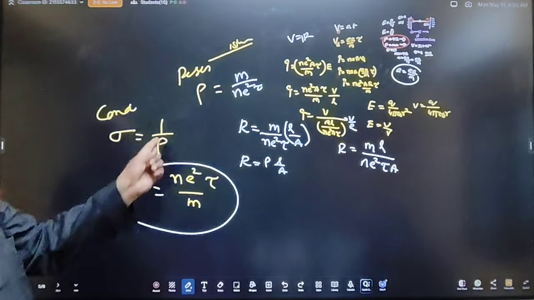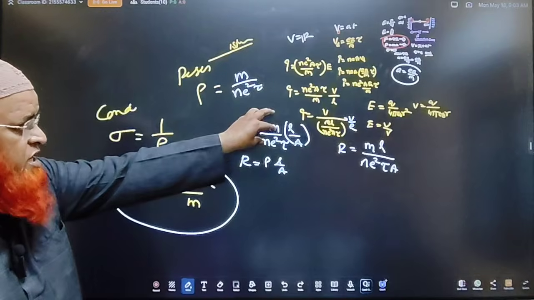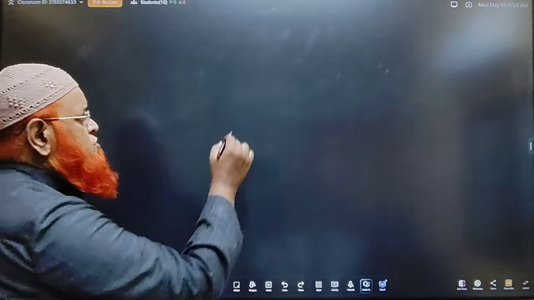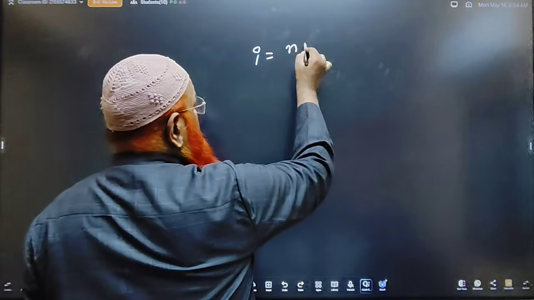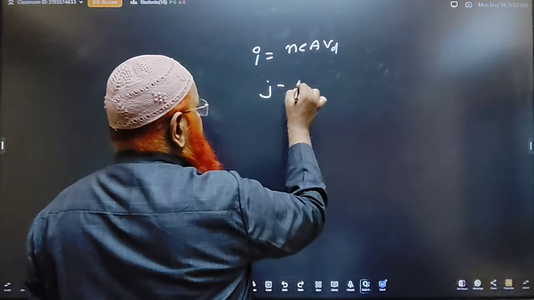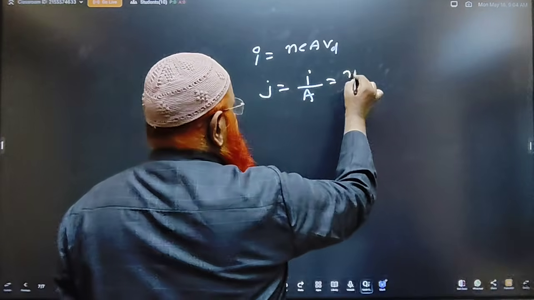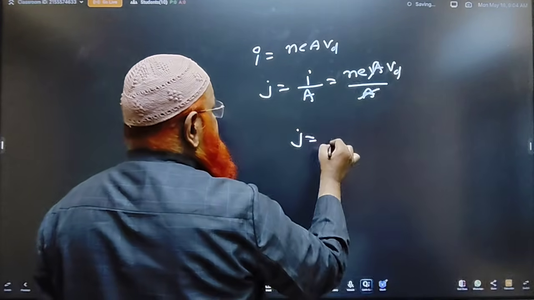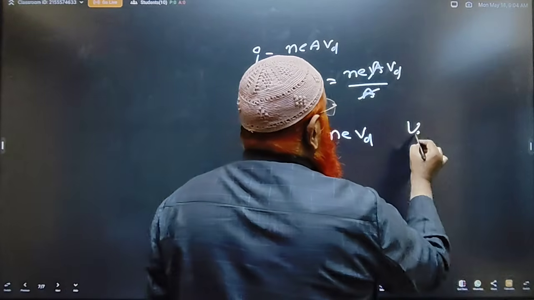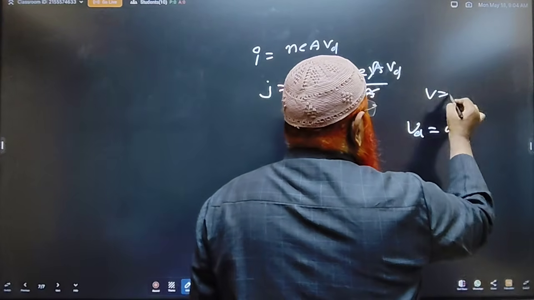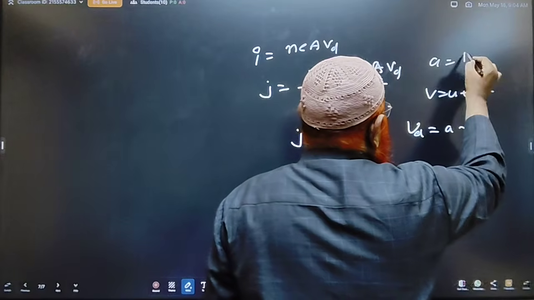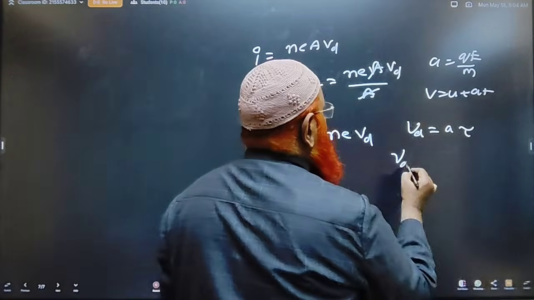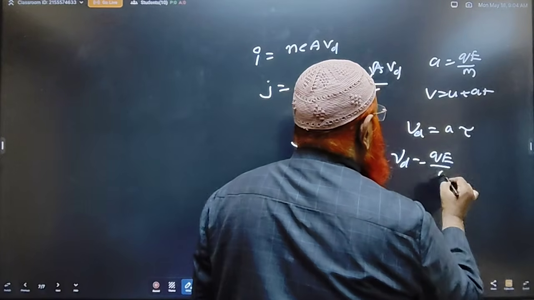Resistance, resistivity, conductivity. Is it okay? So again, you should know. I told you I is equal to n e A vd. I told you J is equal to I by A. I is n e A vd divided by A. A gets cancelled. J is equal to n e vd. So vd is nothing but a into tau, because v is equal to u plus at. a is equal to qE by m. I told you or not? a is equal to qE by m. So drift velocity is equal to q into E by m into tau.